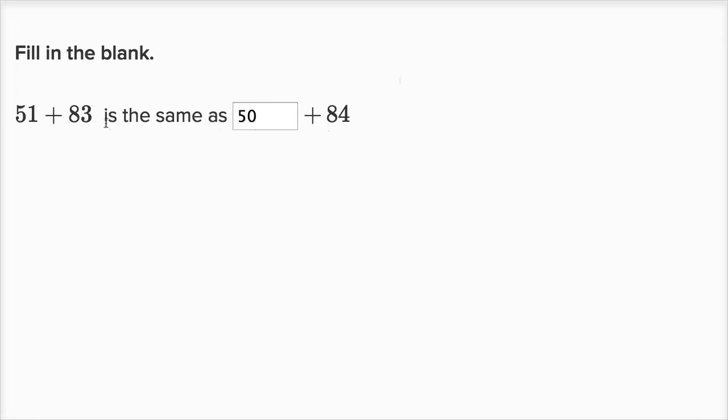But the important thing is if we add to one number, we've got to take away the same amount from the other number in order to not change the value of this addition problem, of this expression. Let's do one more.